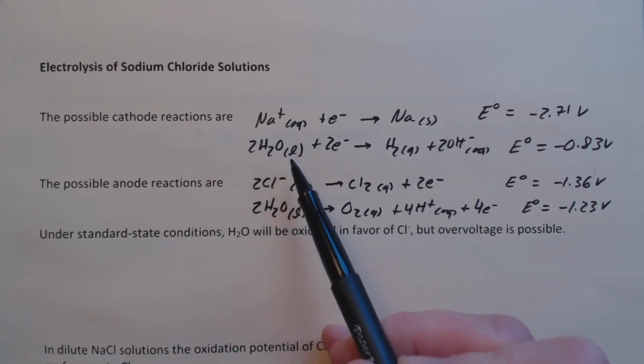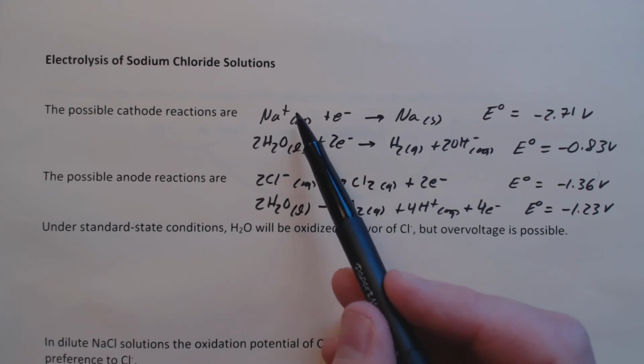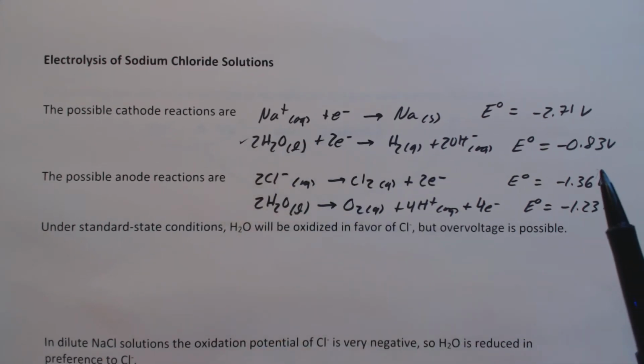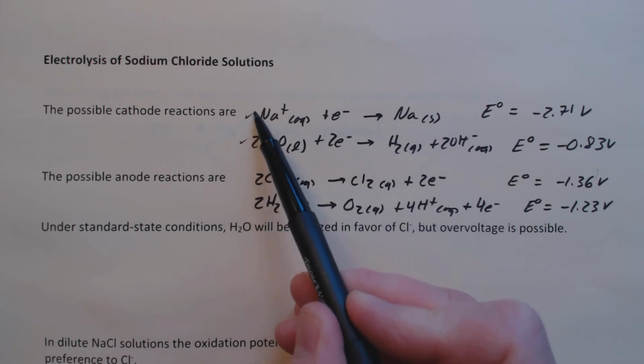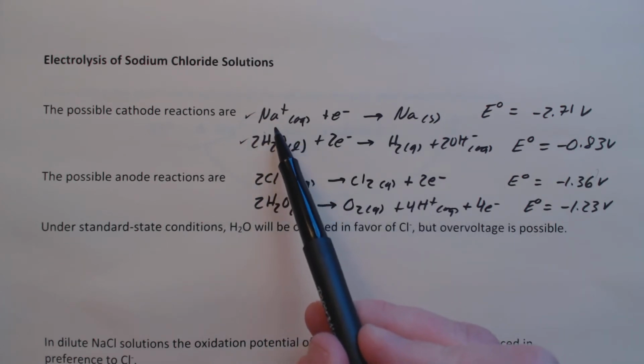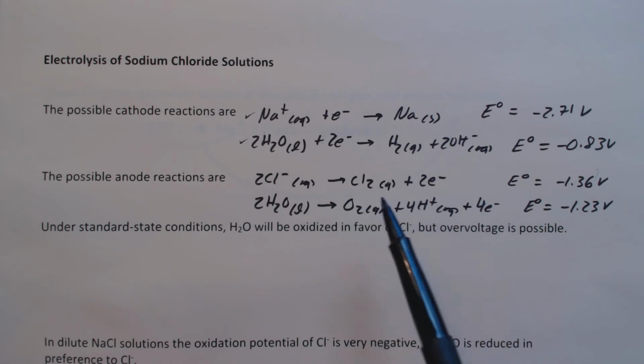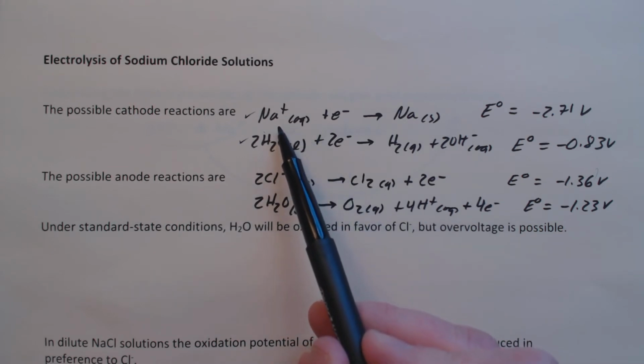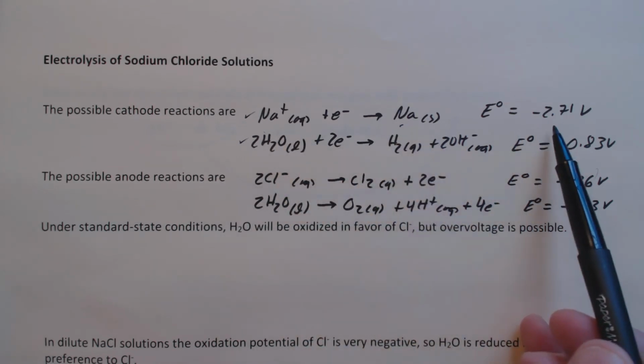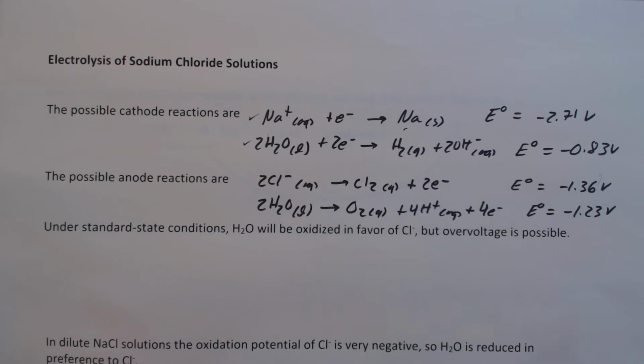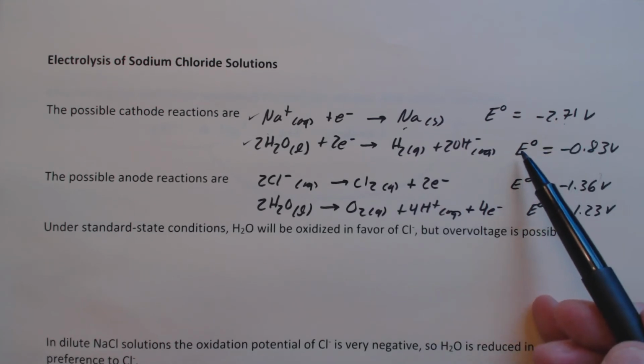So let's look at the cathode reactions. Just like with sulfuric acid, there are two possibilities. We have what the water will do, and then what the cation, the sodium ion, is going to do. Sodium can be reduced to sodium metal, but look at this voltage that's required. It's gigantic. It's simply not going to happen because of that.